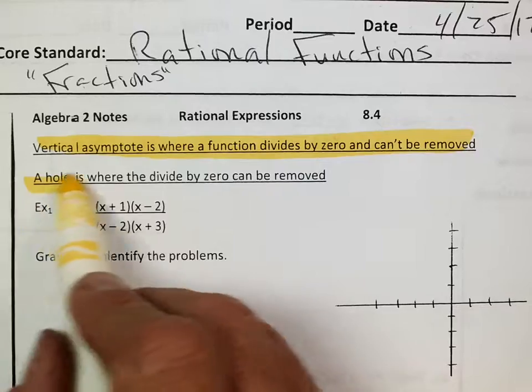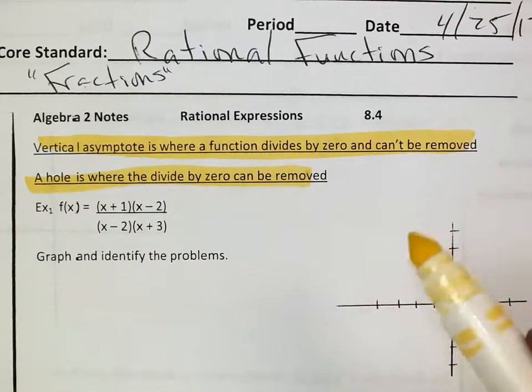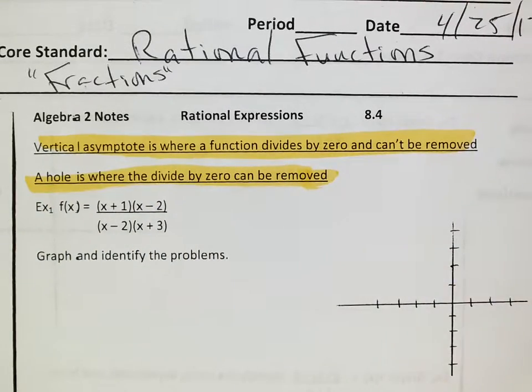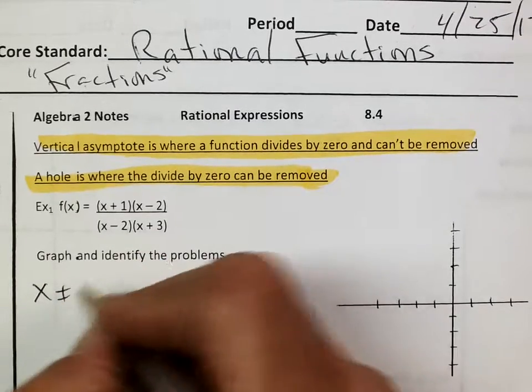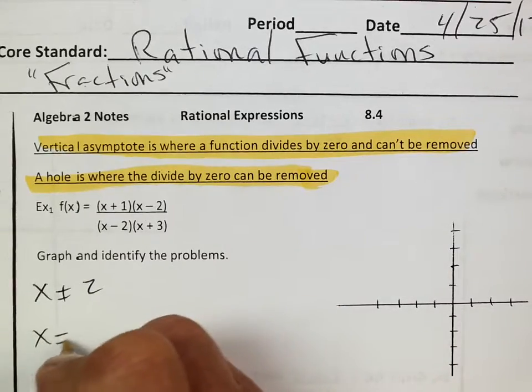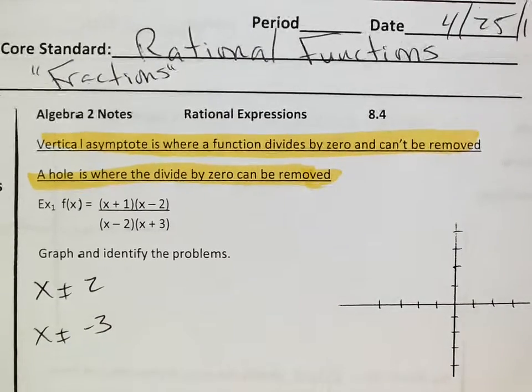And a hole is where when you divide by 0, it can be removed. So before I do anything, let's identify the problem. So to identify the problems, first of all, x cannot equal 2 and x cannot equal -3. Okay, right off the bat. I don't care what's on the top. 0 on the top is okay. 0 on the top is 0. 0 on the bottom is bad. 0 on the bottom either gives you an asymptote or sends you through a hole.